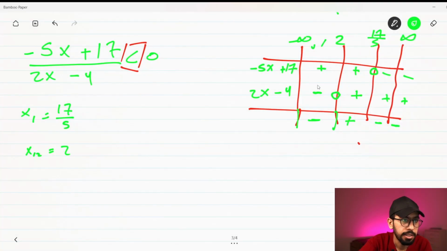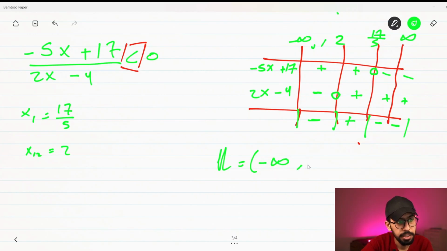this area here from minus infinity till 2, and this area here from 17 over 5 till the positive infinity. So our result will be equal to, we open the brackets, from minus infinity till 2, close the brackets, and from 17 over 5 till the positive infinity.